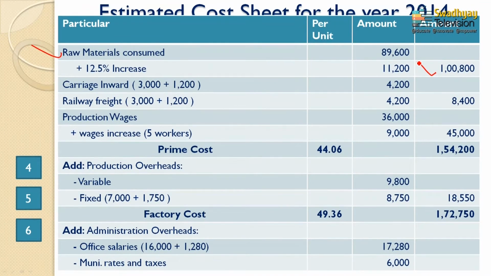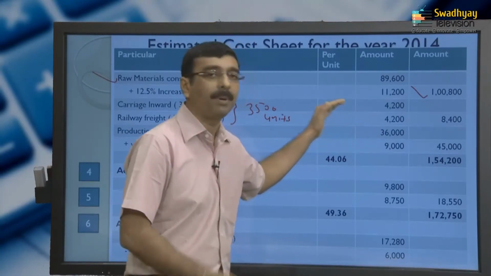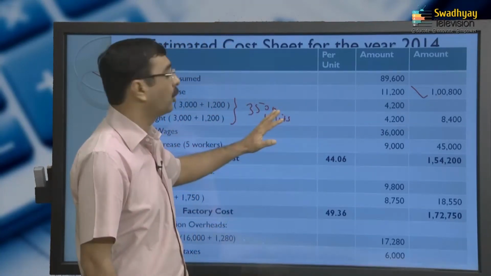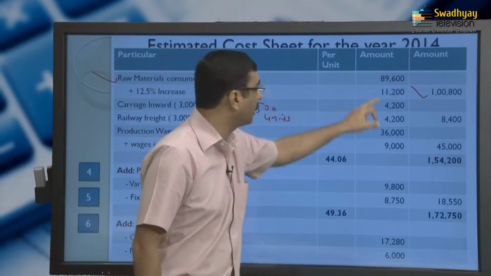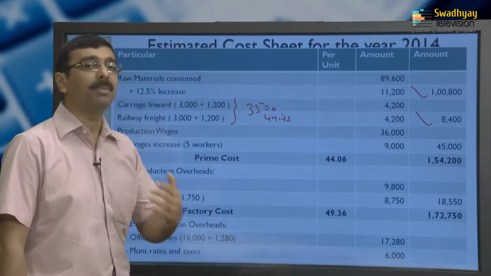Then the carriage inward and railway freight, which we already calculated, change according to the proportion of 3,500 units, because now they are manufacturing 3,500 units. Earlier they were manufacturing 2,500 units. On the basis of that, the change is 4,200 rupees each. Carriage inward would be 4,200 rupees and railway freight is also 4,200 rupees. Both would be recorded in this inner column. This is part of the prime cost and of the raw material consumed, so it would be added into the raw material consumed, 4,200 rupees each. In the outer column it's 8,400 rupees. This is your raw material purchase expenses.